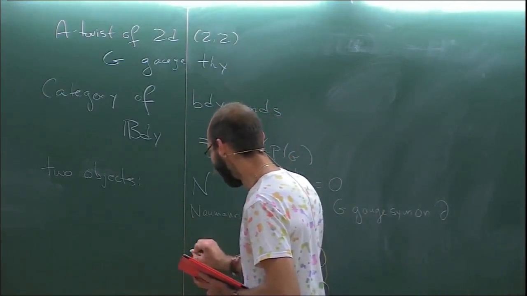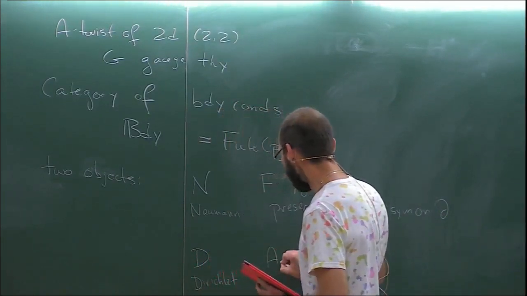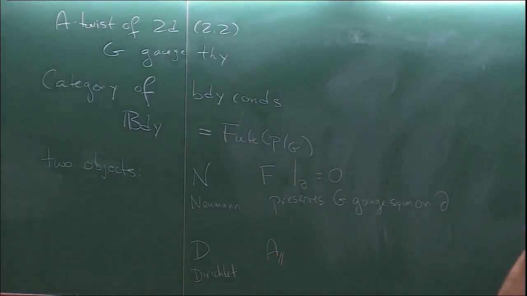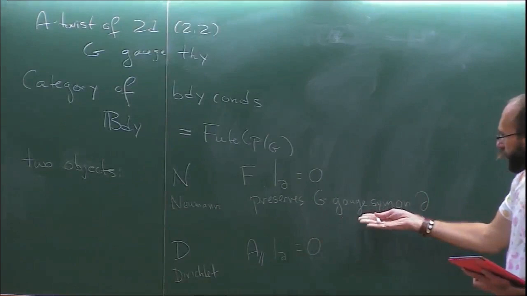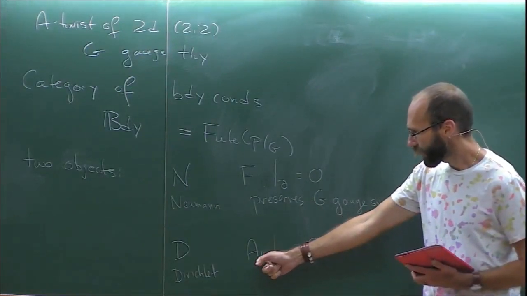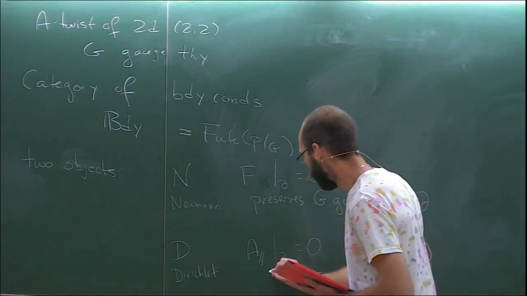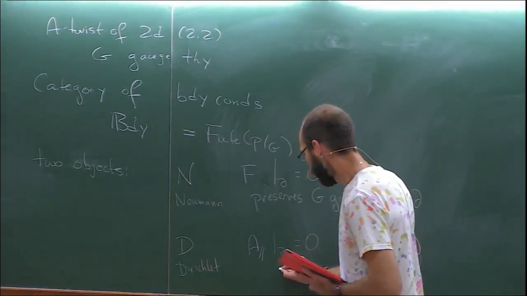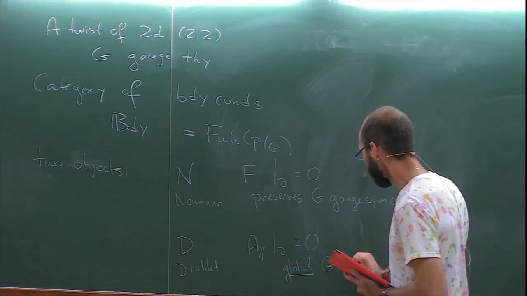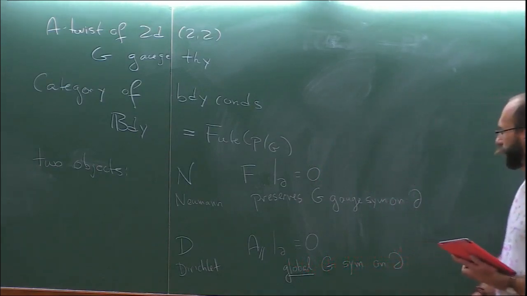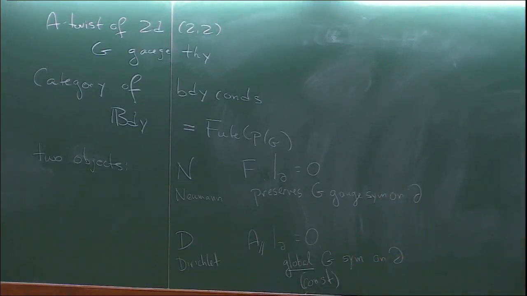And then there's Dirichlet, which sets the component of the connection parallel to the boundary to 0. And this manifestly breaks G-gauge symmetries. The only gauge symmetries that preserve this are constant ones along the boundary. So this comes with a global, in other words, constant G symmetry on the boundary. Constant.